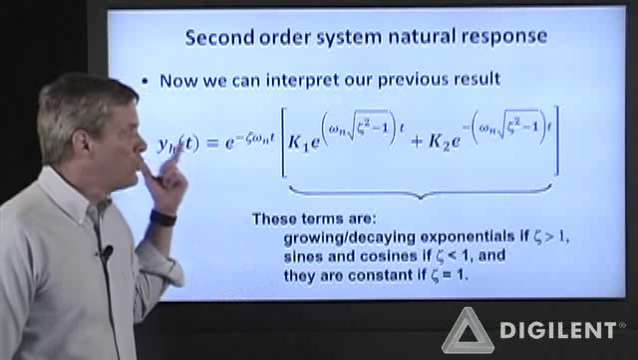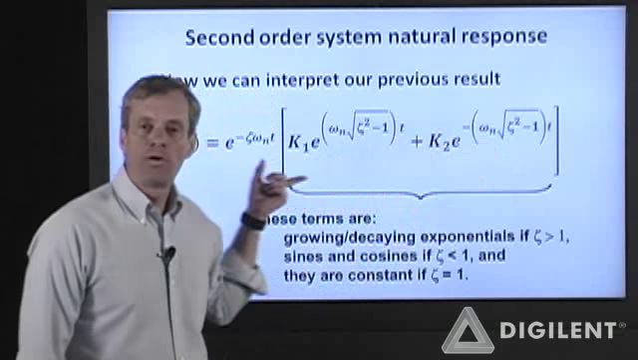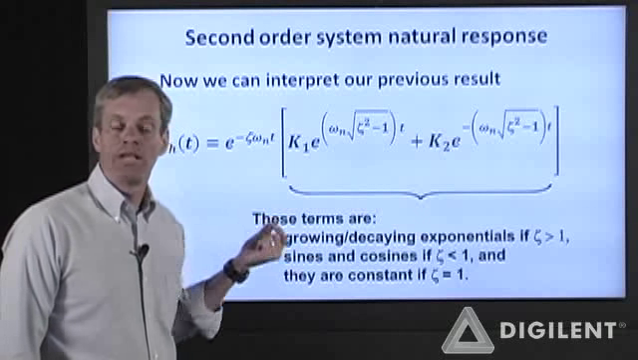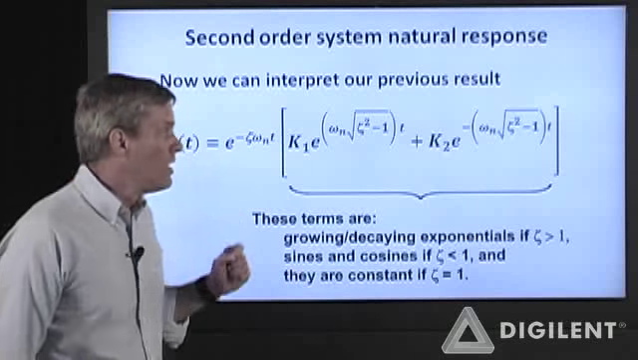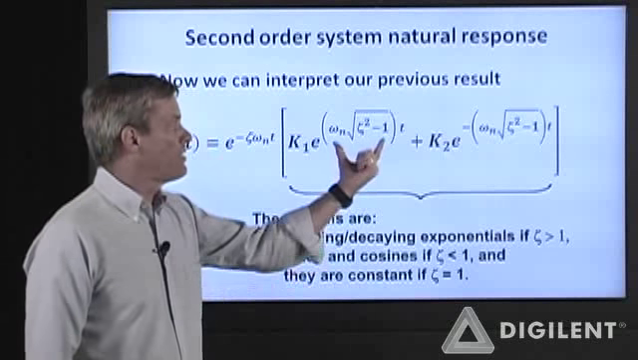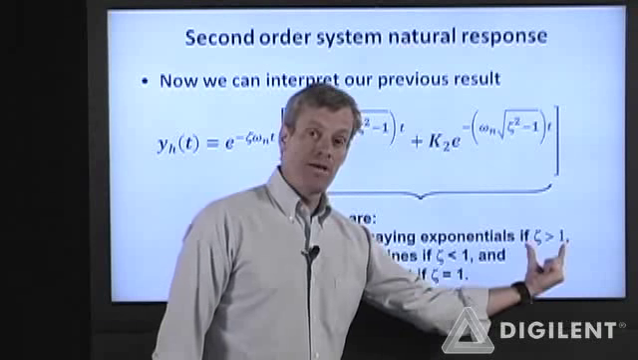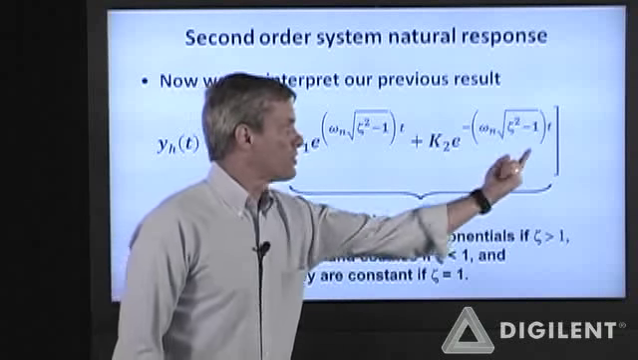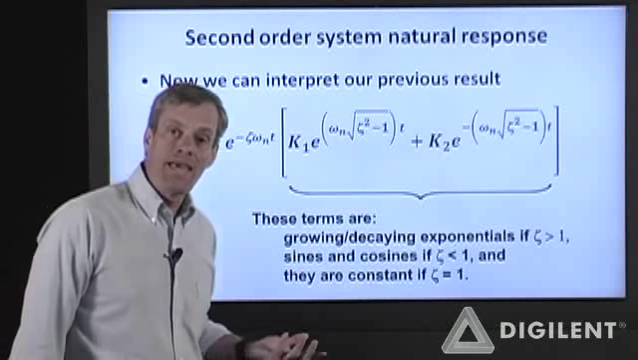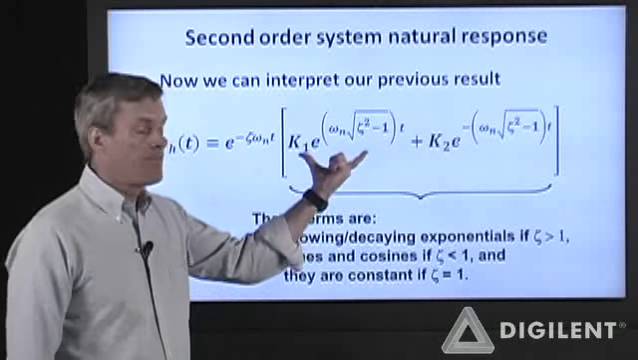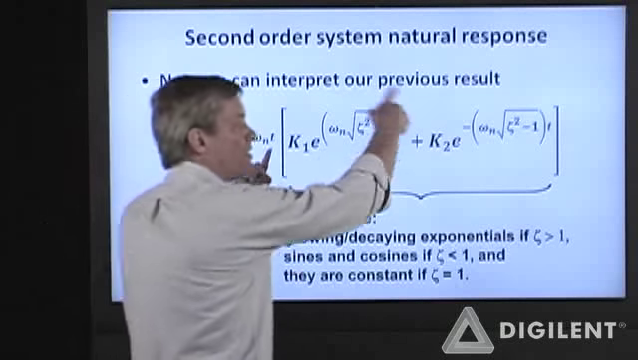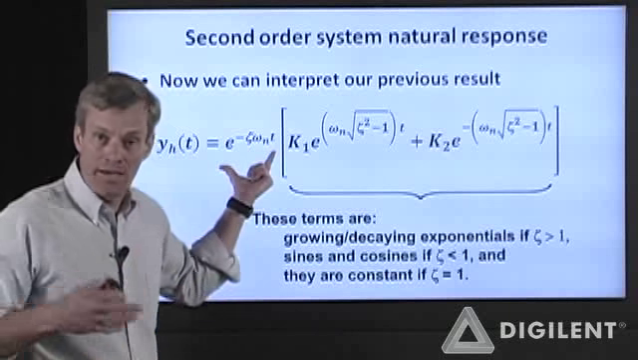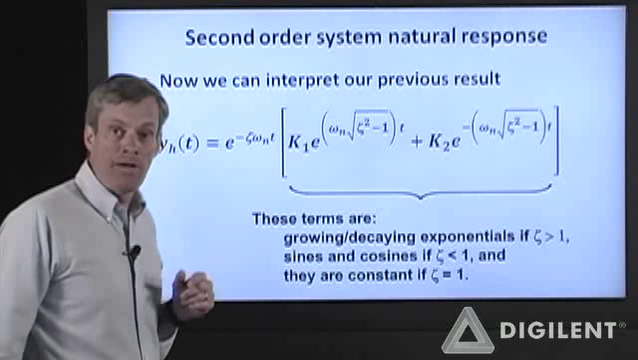Now we have the tools to go back and look at our previous result and interpret it in the case that we didn't understand possibly before. When we looked at this before, we said, okay, if the damping ratio is bigger than 1, these terms here are either growing or decaying exponentials. Even if this guy is growing with time, this guy is going to cause the overall solution to consist of decaying exponentials. No problem there.